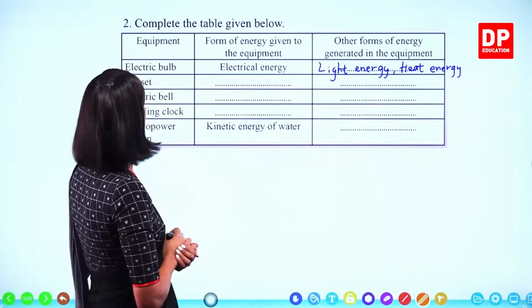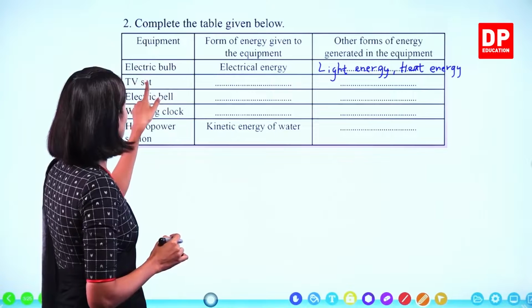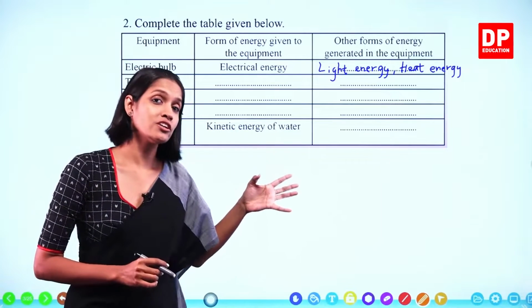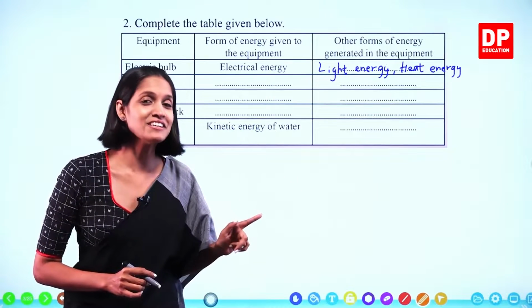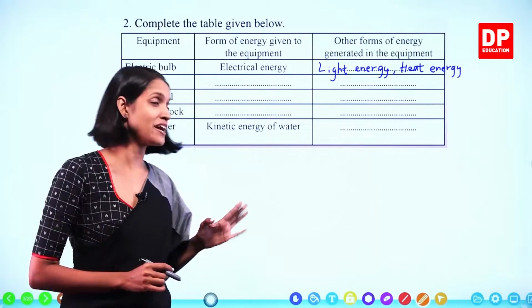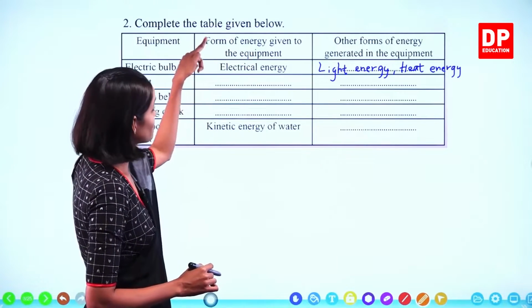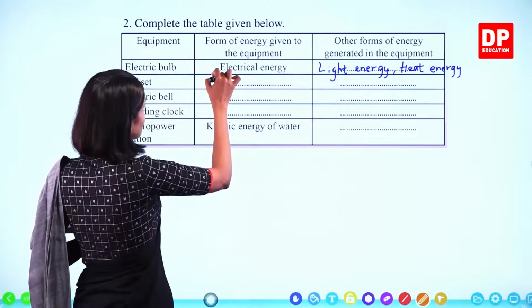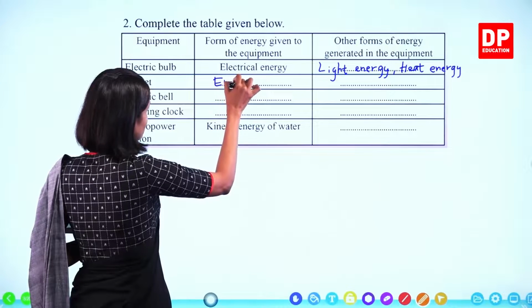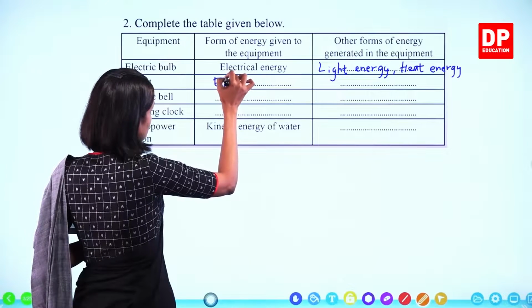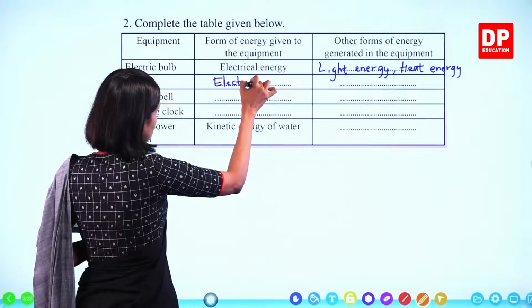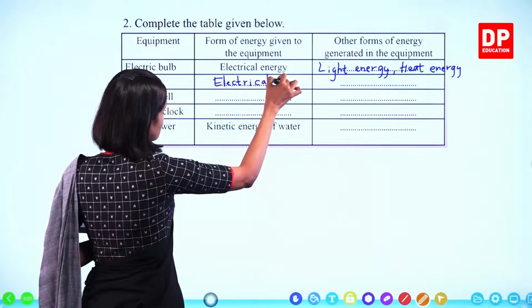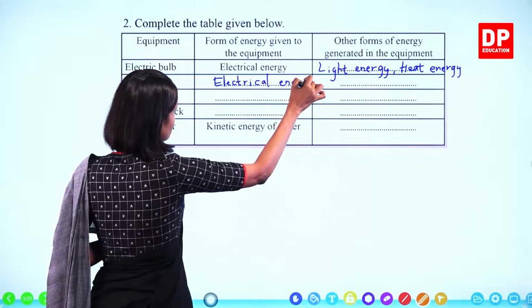Right, children? Second one, TV set. In order to turn on the TV, what do you need, children? You should provide electrical supply. Therefore, form of energy given to the equipment is again electrical energy.